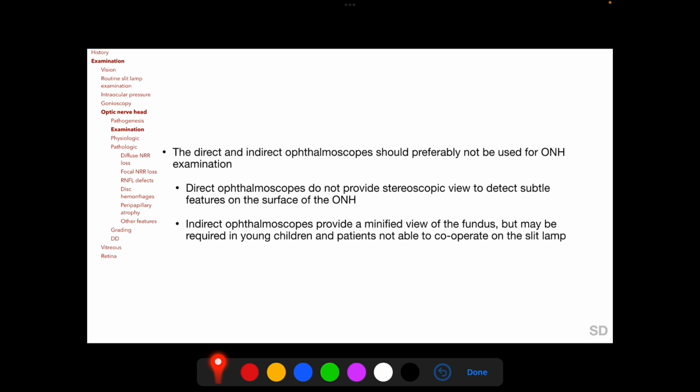The direct and indirect ophthalmoscopes should preferably not be used for ONH examination in glaucoma patients and suspects. This is because with the direct ophthalmoscope, we do not get a stereoscopic view to detect subtle features on the surface of the optic nerve. And with indirect ophthalmoscopes, we get a very magnified view of the fundus.